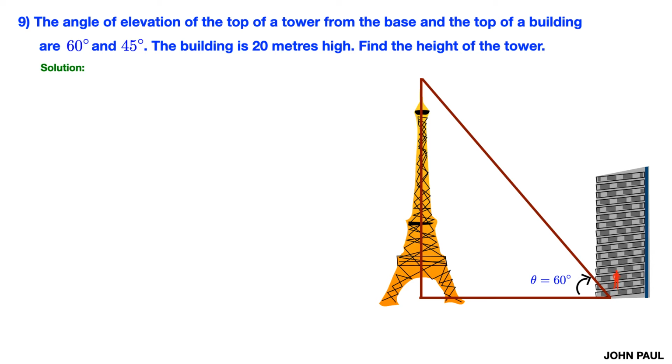Then the man is on the top of the building. From there he is seeing the tower. The angle of elevation is 45°. They are given the building height is 20 meters. By using this data, we have to find the height of the tower.